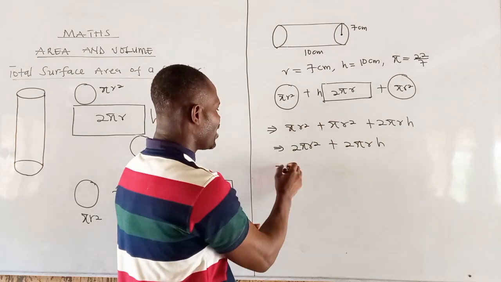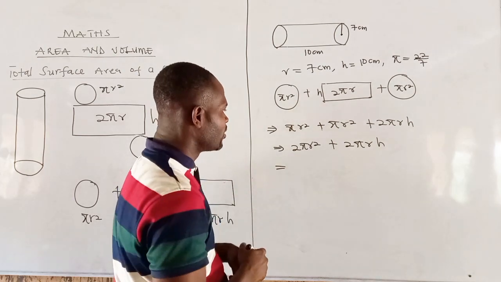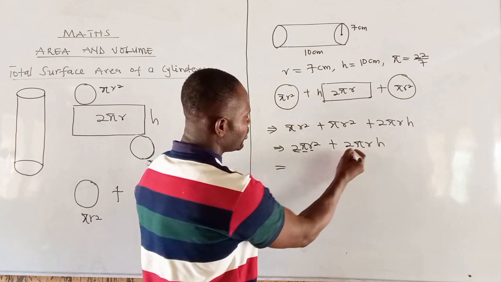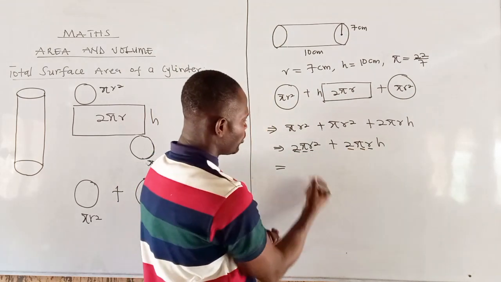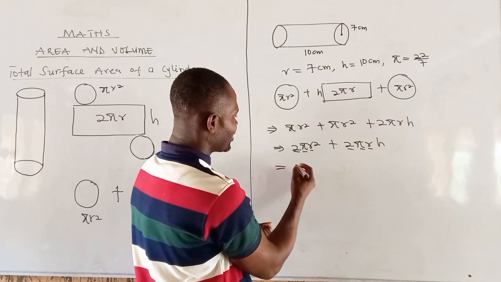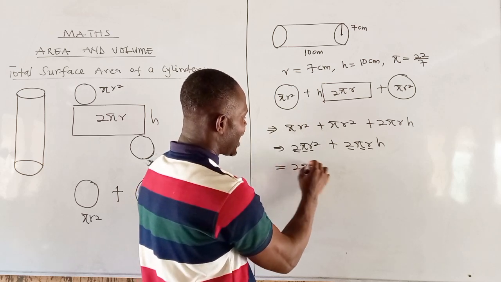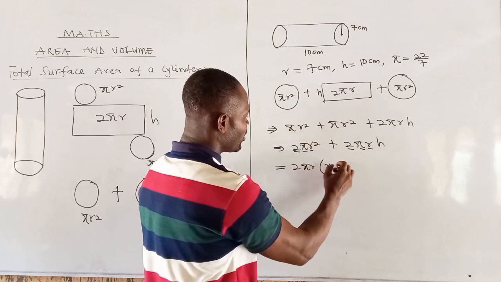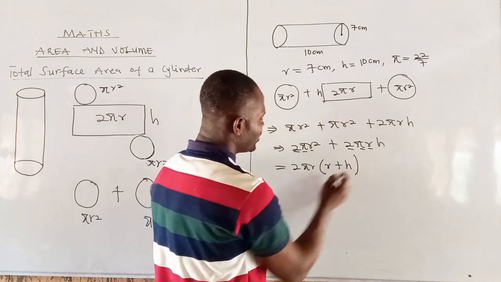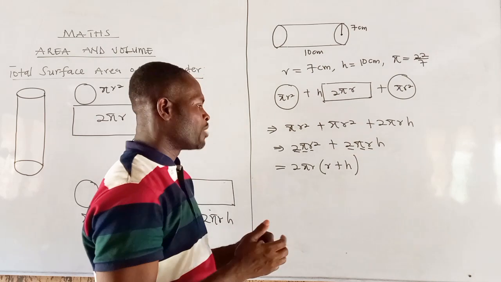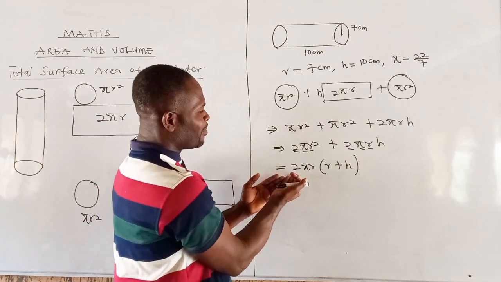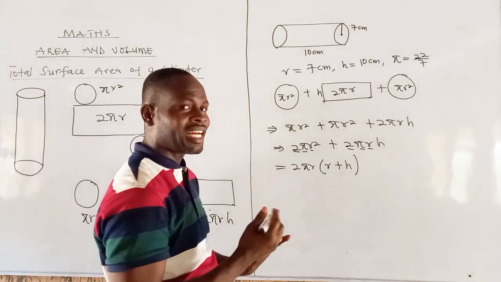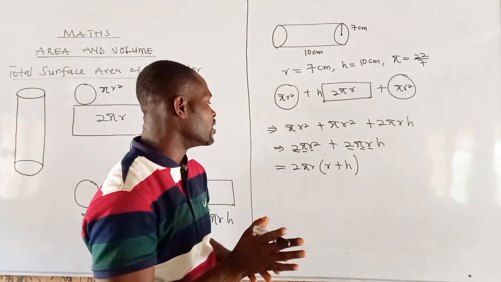So from there we can factorize. As you can see, we have 2 pi radius, 2 pi radius. So this will give us 2 pi radius outside the bracket. Then in the bracket we have the radius plus the height. So all that we have said, we can use this formula to find the total surface area of a closed cylinder, a cylinder that is closed at both ends.